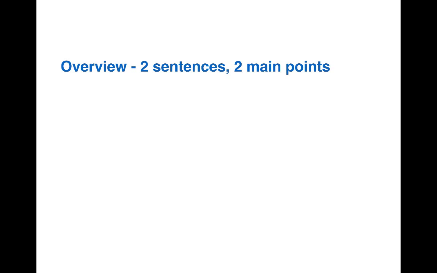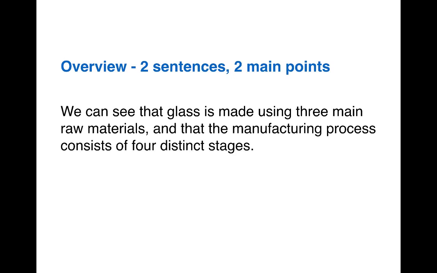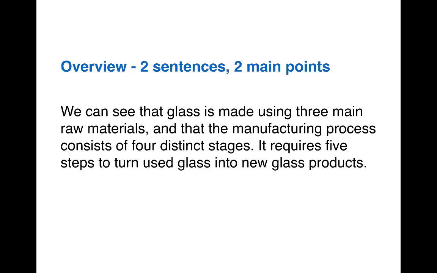My first sentence of the overview, we can see that glass is made using 3 main raw materials, and that the manufacturing process consists of 4 distinct stages. It requires 5 steps to turn used glass into new glass products. You can see there 2 sentences. In the first one I've talked about glass production and the materials, and in the second sentence I've talked about the steps in glass recycling. And that's my overview finished.